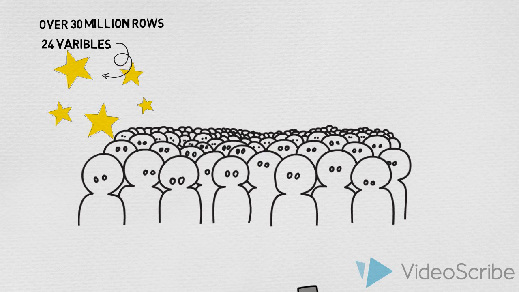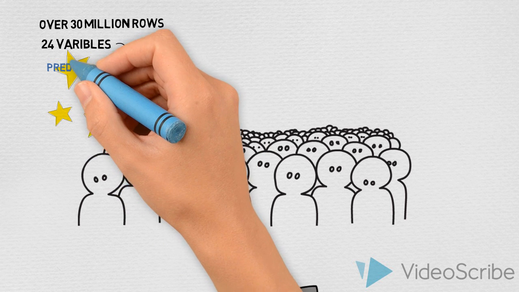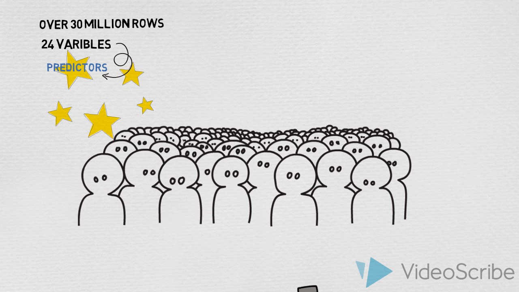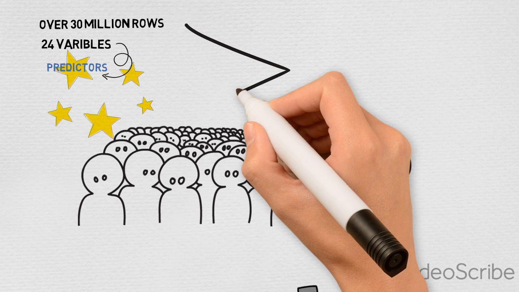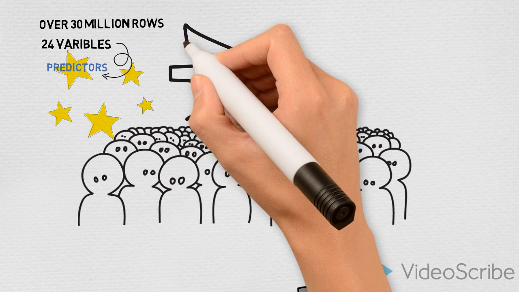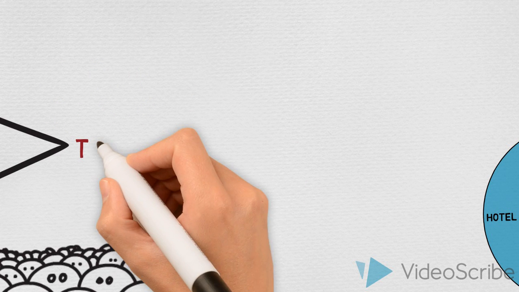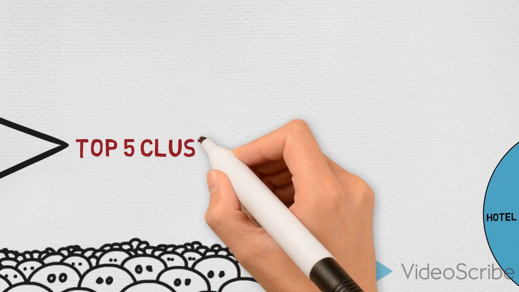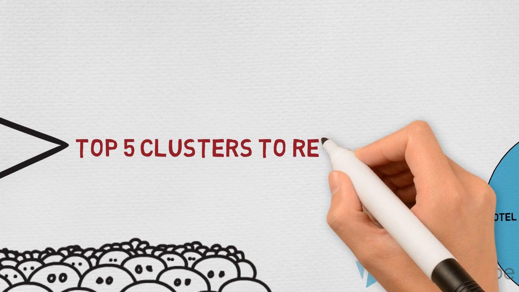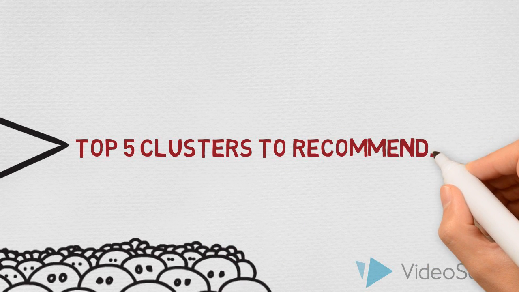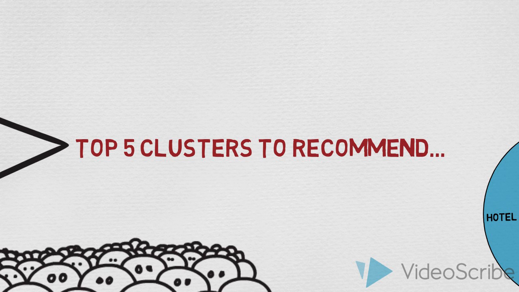Key from this is that these variables are meant to be used as predictors for what kind of hotels that Expedia should recommend. I mentioned the clusters. These factors help determine which clusters to recommend. Ultimately, Expedia would like to use this data to predict the top 5 clusters in order to recommend to its users.